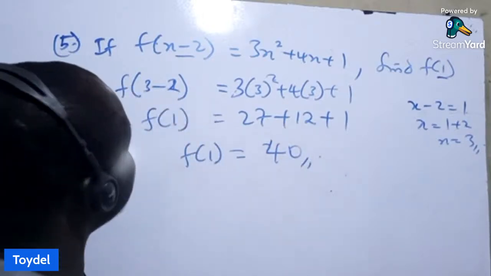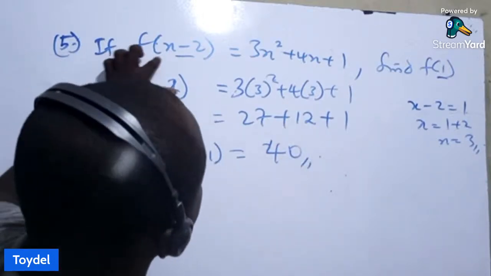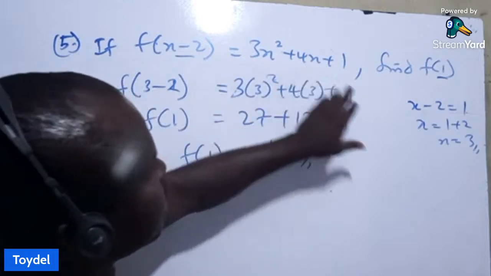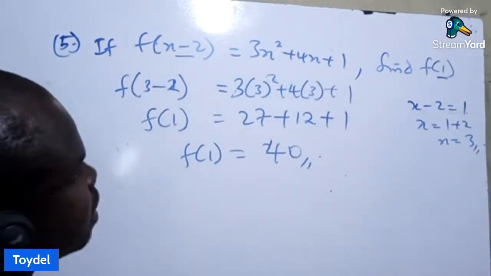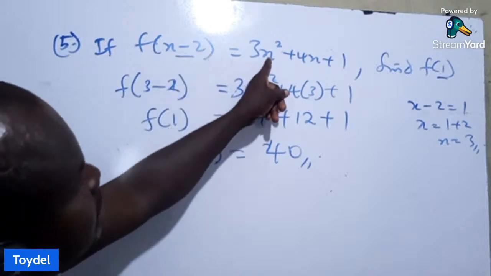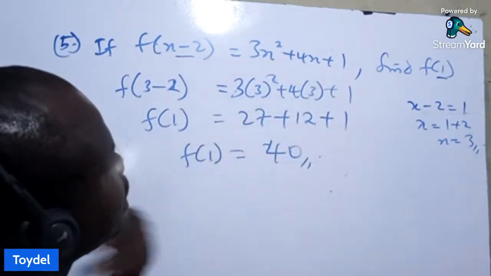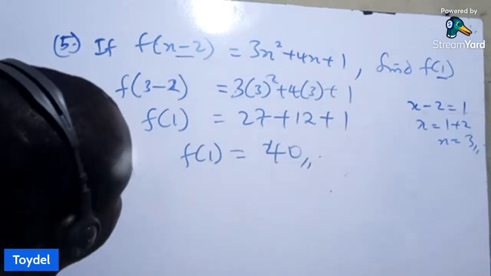So in this type of question, we have to be very careful. You know, f of x minus 2 is given as this. The question says we should find f of 1. Then how do we get f of 1? Not that you substitute for x when x equals 1. No, that's not right. If you do that, then that is wrong.